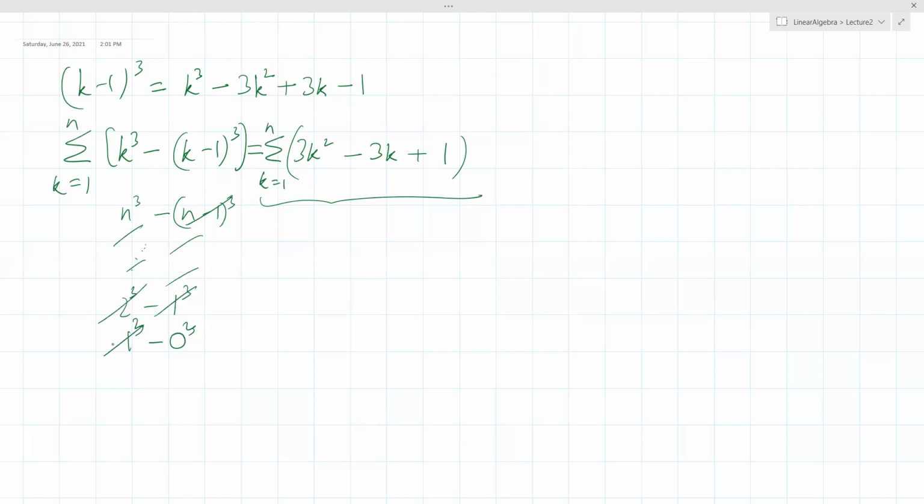So what do you get on the left hand side? n cube. So the left hand side is n cube is equal to 3 times the sum that we want, the sum of all the squares, minus 3 into n into (n plus 1) by 2, plus n.